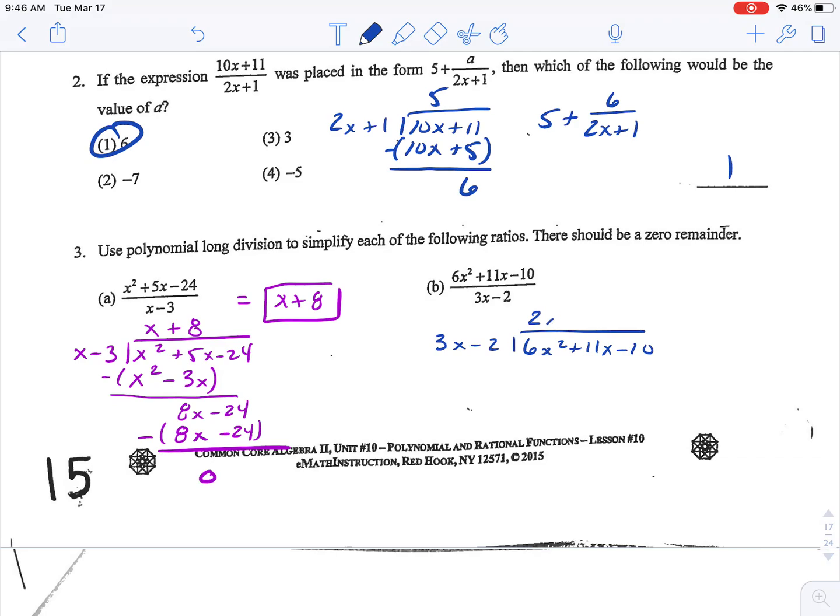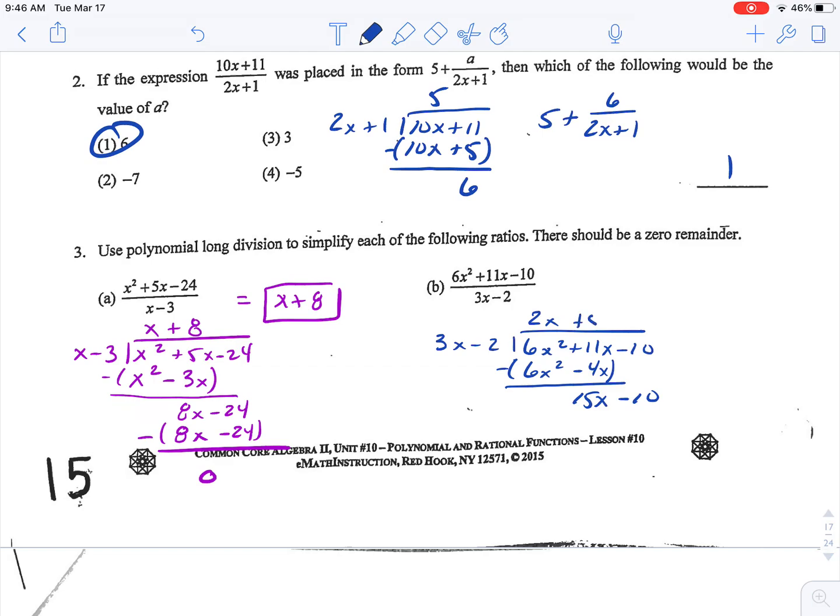Okay, this time 3x times 2x would give us 6x squared. Distributing the 2x, we're going to get a 6x squared minus 4x. 6x squareds cancel. 11 plus 4x, 15x. Bring down the minus 10.